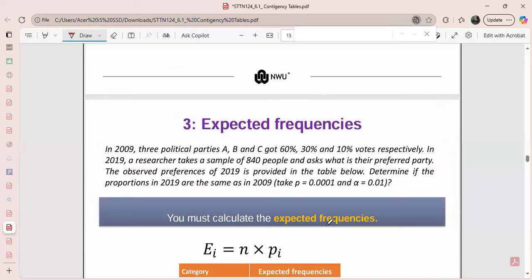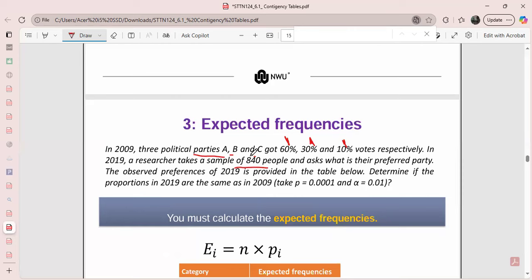Now, this is what you do. Remember, you were given a hint or a scenario, maybe a statement. On the statement, they said that you have party A, B, and C. Party A is 60%, party B is 30%, party C is 10%. For you to calculate the expected frequency, you only need two things. You need the value of n, and here we said that n is equal to 840. You also need those percentages.